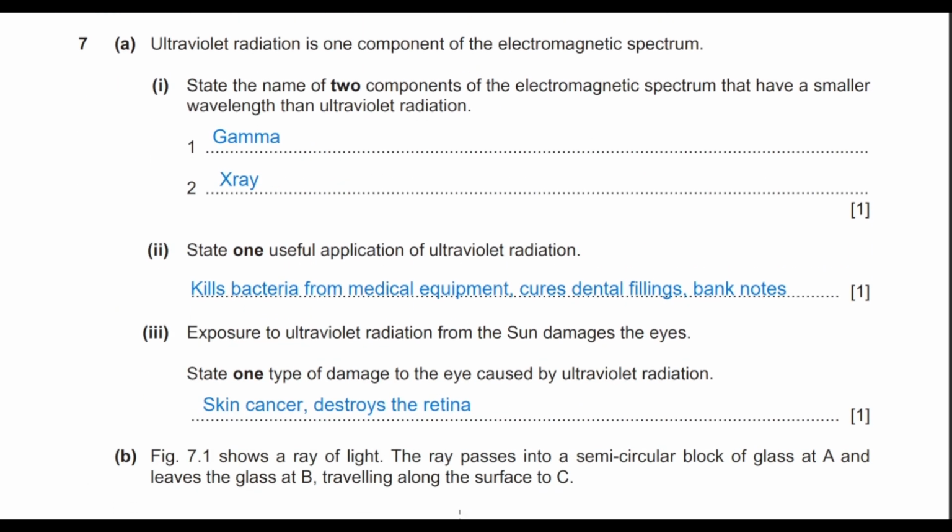Question number 7. Ultraviolet radiation is one of the components. State two of the components that have a smaller wavelength. So there are gamma and X-ray. So gamma, X-ray, ultraviolet, and then so on up to radio. So he's asking for smaller wavelengths, so these are X-ray and gamma.